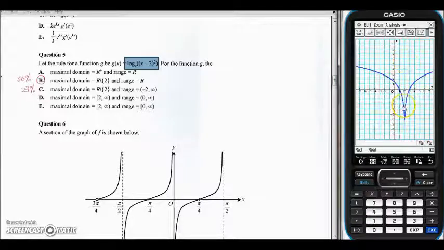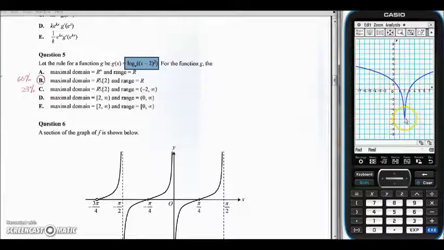And the range, I think if one of the options here was negative 6 to infinity, you'd have a lot of people putting that, and that's possibly why 23% put this. But the range is actually R. This keeps going down here, and we'll keep going to positive infinity.